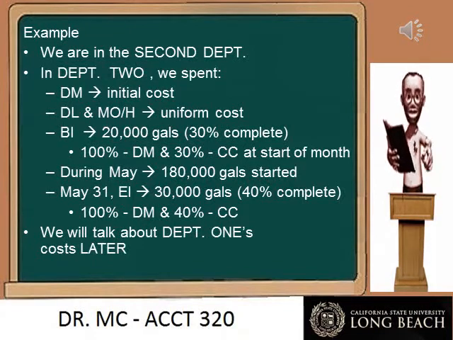During the month, 180,000 gallons were started. At the end of the month, 30,000 gallons were still in the work in process account. They were only 40% complete. Because direct materials are an initial cost, this means that the gallons were 100% complete with respect to direct materials. Because conversion costs are a uniform cost, this means that the gallons are 40% complete with respect to conversion costs.